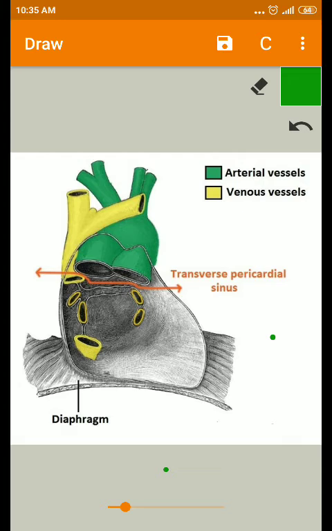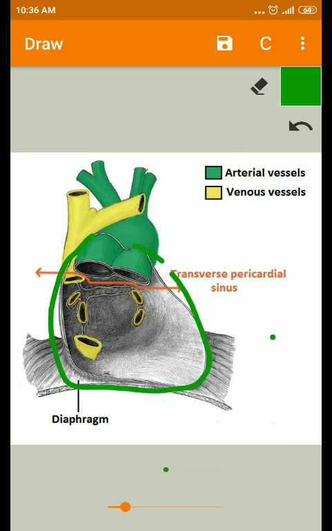It contains only a thin film of serous fluid which lubricates the opposite surfaces and allows the heart to move smoothly. That we can see in the functions of the pericardium. Okay, now coming to the contents of the pericardium. Let us see what the contents present in the pericardium are.